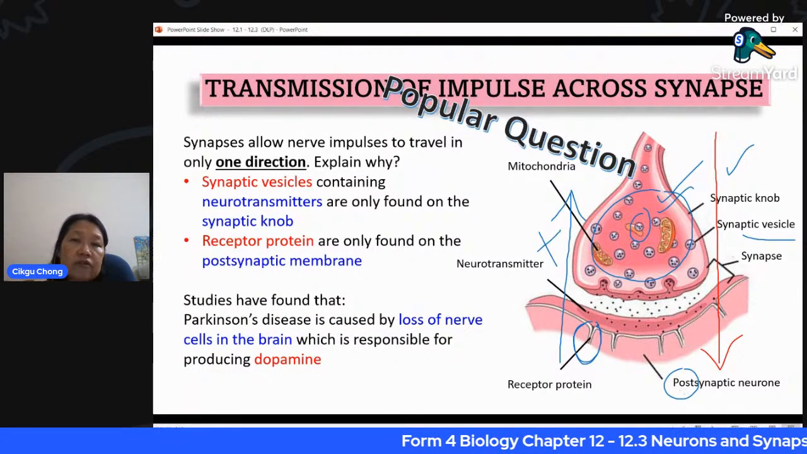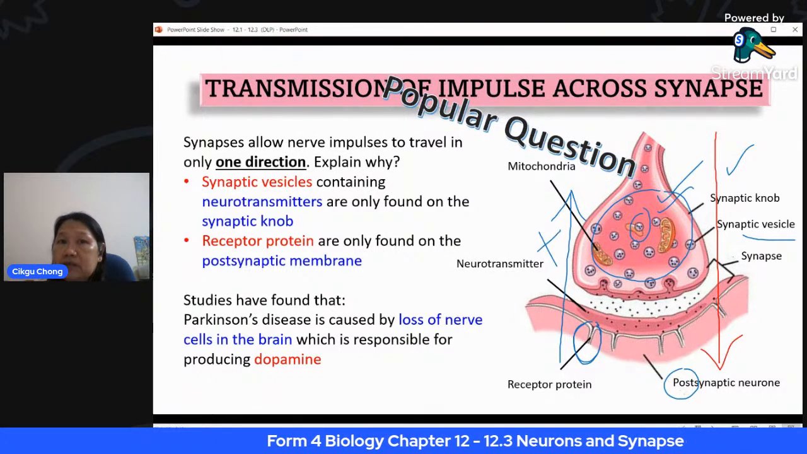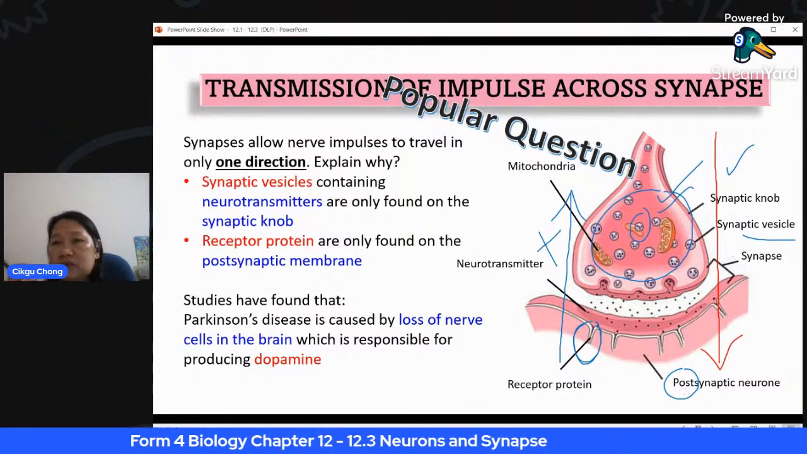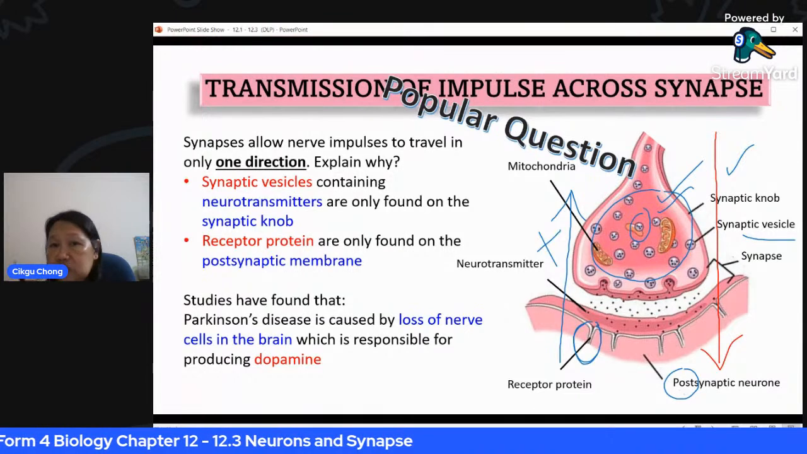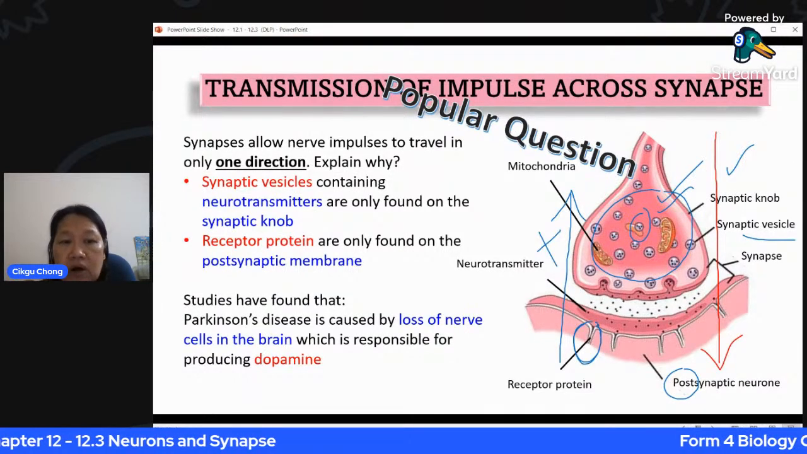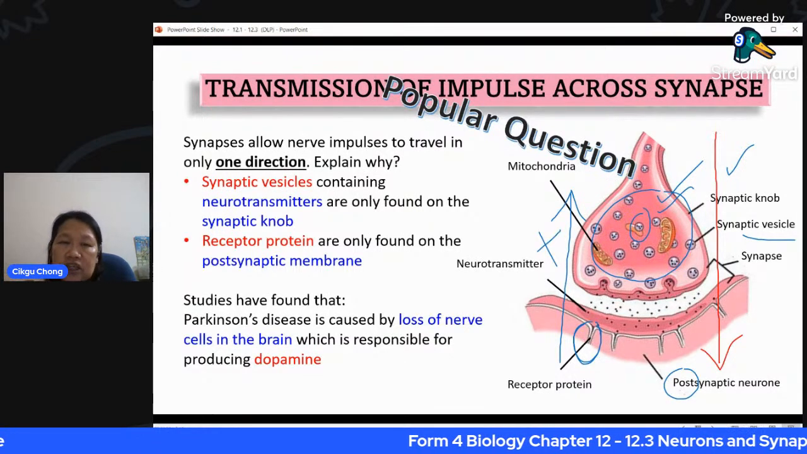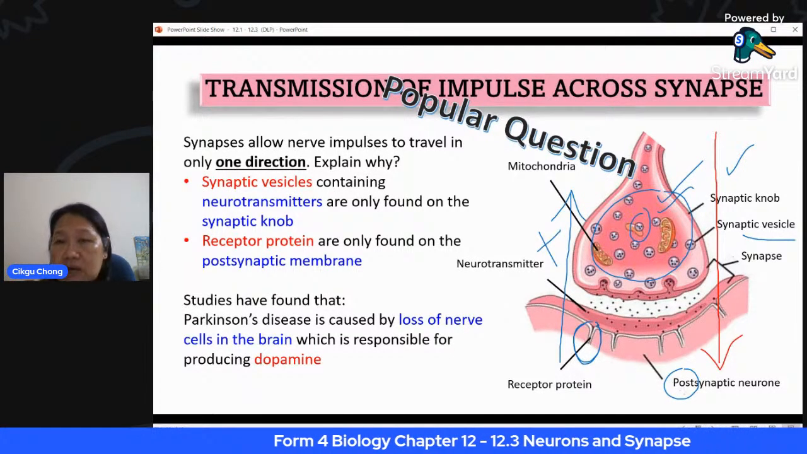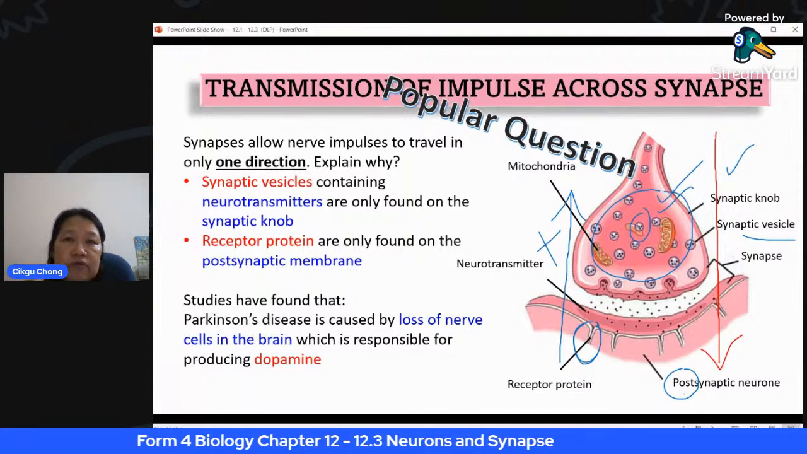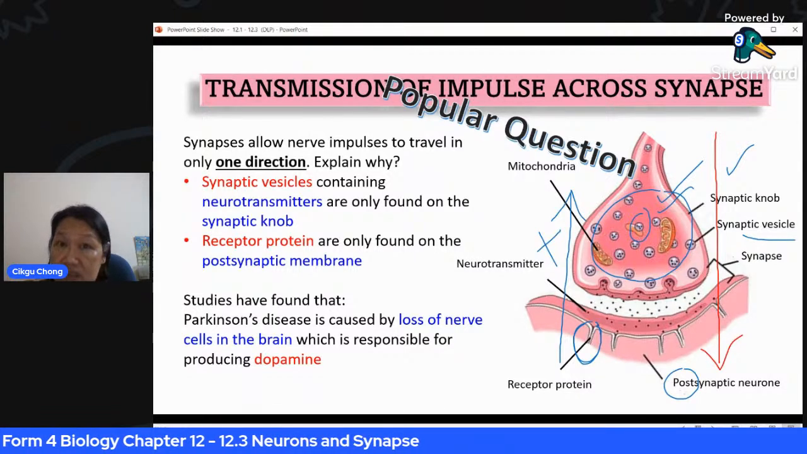And then here, studies have found, as I mentioned already, that Parkinson's disease is caused by loss of nerve cells in the brain. As we age, many brain cells die and don't function anymore. When they don't function, they are not able to produce a neurotransmitter called dopamine. So that is important to prevent us from getting Parkinson's disease.